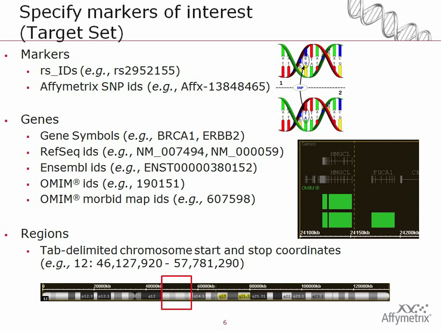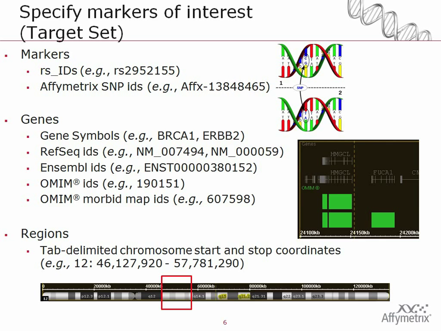So, within the Design Center, there are multiple ways that you can choose to specify your markers of interest, or the target set. The first way is you can actually specify the markers themselves using either an RSID or an Affymetrix SNP ID. Second, you can choose to specify a gene or list of genes by either using gene symbols or even OMIM IDs or MorbidMap IDs, and then all the SNPs that are contained within the bounds of those genes or markers would be included. The third is you can actually specify specific regions on the genome to be covered simply by submitting chromosome number, start, and stop.